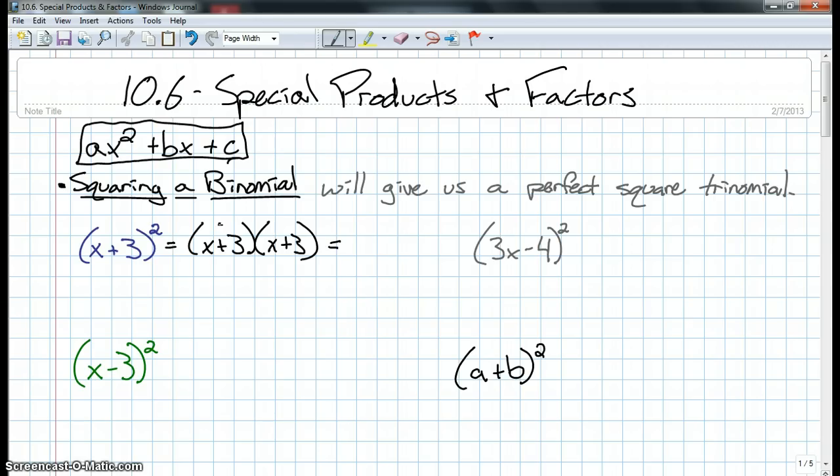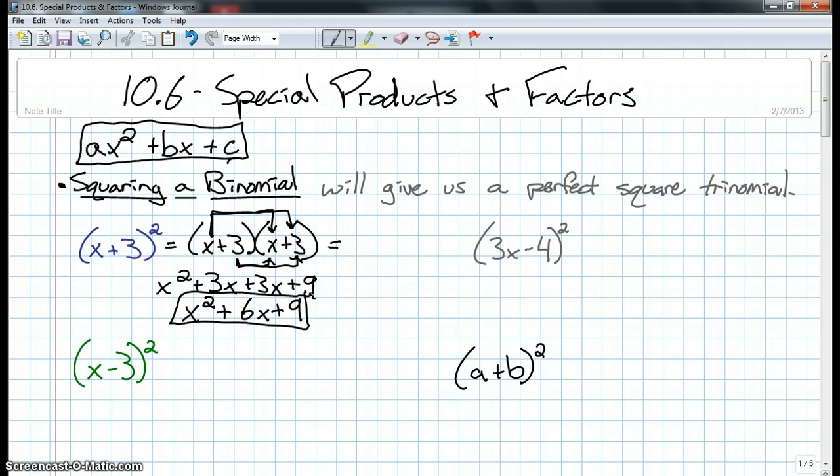And then from here we can use our FOIL method. The x multiplied to x will give me x squared. The x multiplied to the 3 here gives me a positive 3x. Moving on to the inside, 3 times x is also a positive 3x. And then our last, 3 times 3, gives us plus 9. When we get our like terms together, that gives us x squared plus 6x plus 9 for our final answer here.